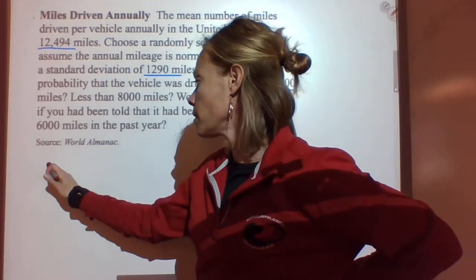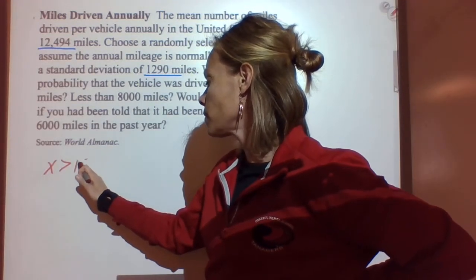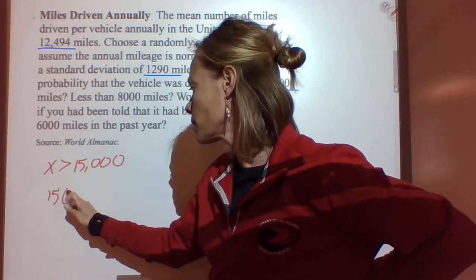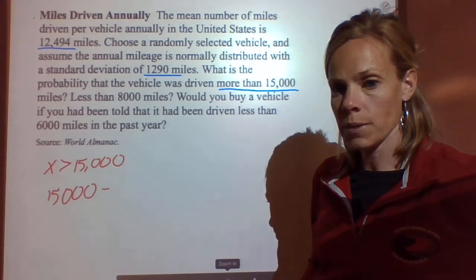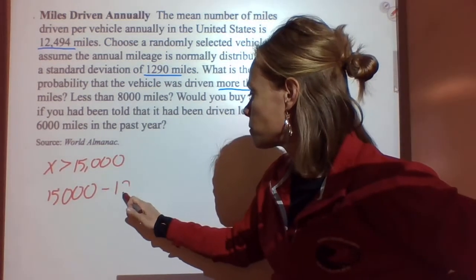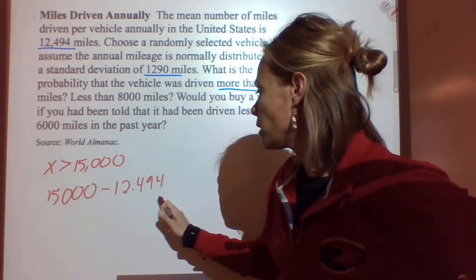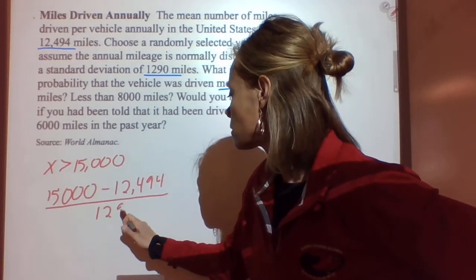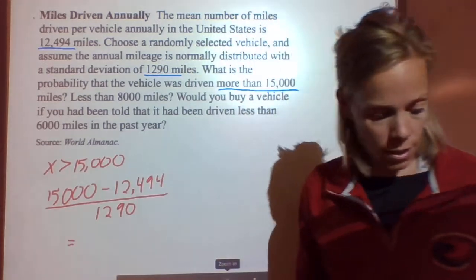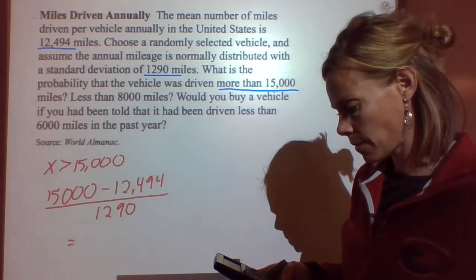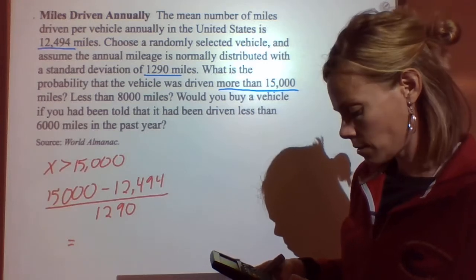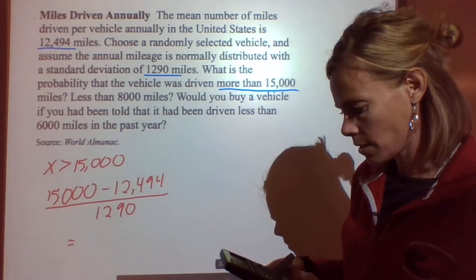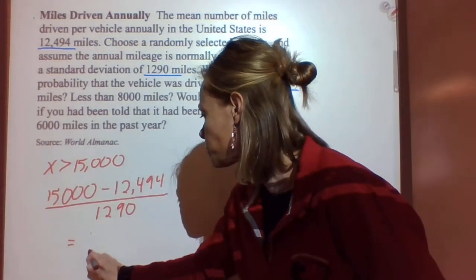So if I want x more than 15,000 miles, I'm going to take that raw score, 15,000 miles, subtract the mean, and divide by the standard deviation. And I get what? 15,000 minus 12,494 divided by 1,290, I get 1.94.